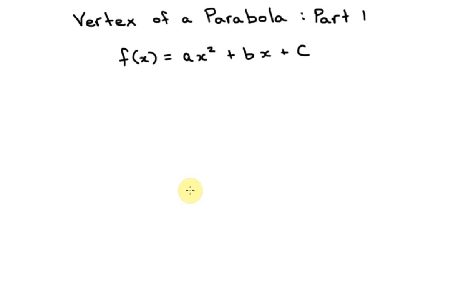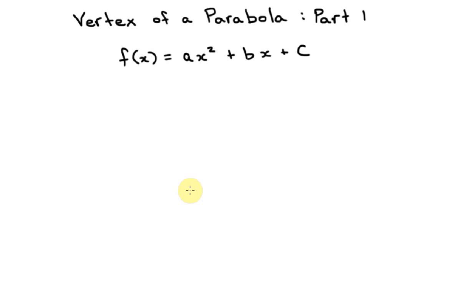All right, welcome to Vertex of a Parabola, Part 1. As you can see, I've written a quadratic function in general form, so not the best form. Here's what we're going to do. We're going to take this very general quadratic function and rearrange it into standard form, and then we're going to try to identify what exactly is the vertex. Where's the vertex in a general way?